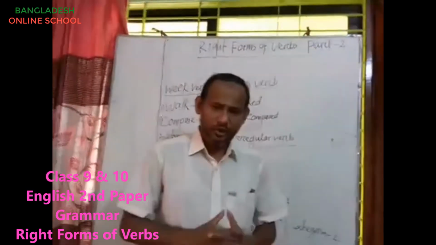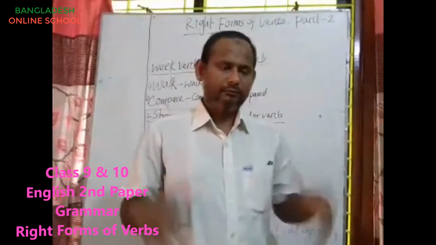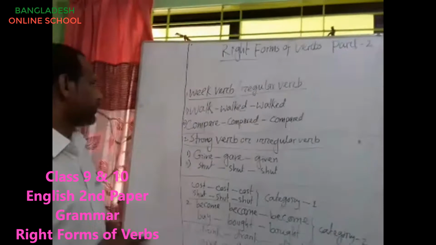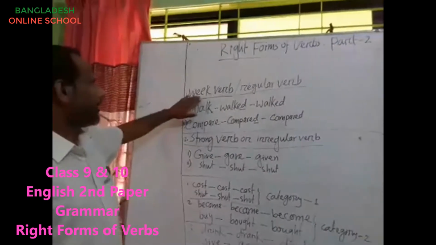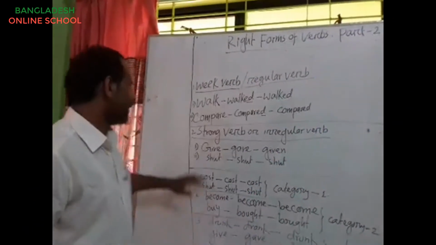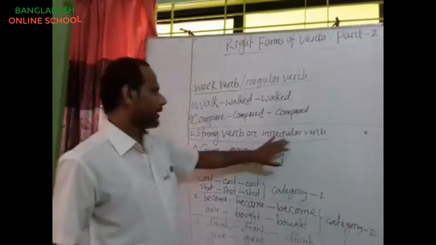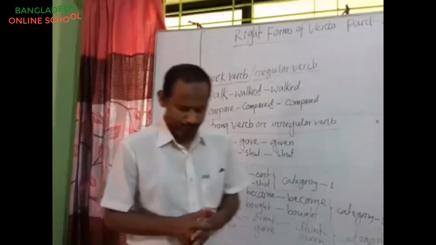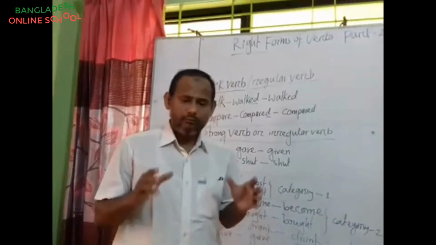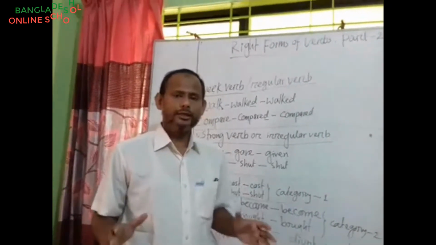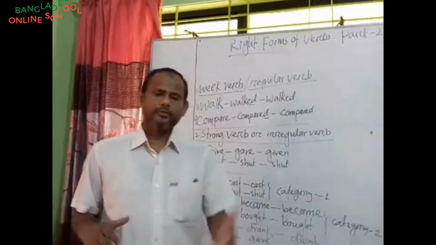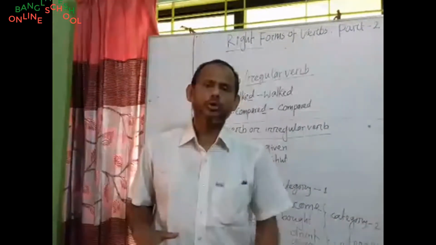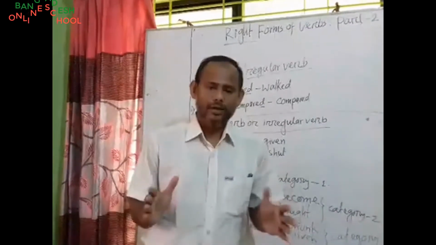According to the formation of verb, we can classify verb into 2 categories: weak verb or regular verb, strong verb or irregular verb. Students, what is weak verb? The verb which forms the past form and past participle form by adding d or ed to the base form of verb is called weak verb.